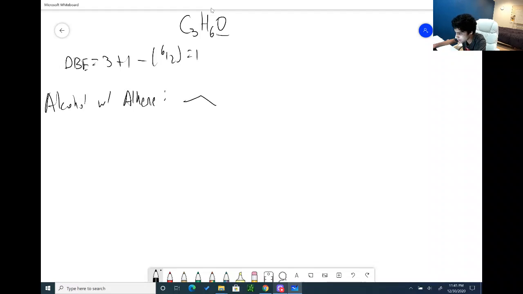So we have a 3-carbon chain, and then we can have an alcohol at the end. We can add an alkene here, or we can also add an alkene here. And then in the middle, we can also add an alkene here. A carbon that is directly attached to a double bond and a hydroxyl group, this compound is called an enol. This has some important implications. Keto-enol tautomerization, that's some cool stuff.